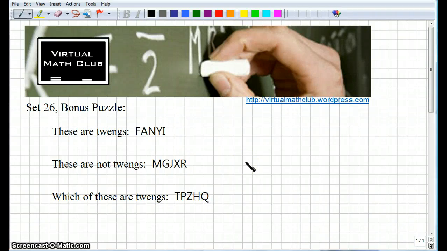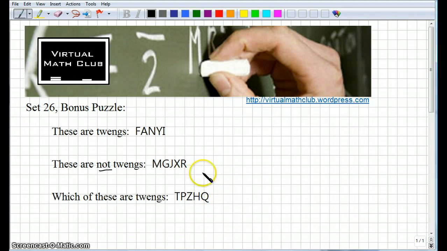All right, here's the puzzle. These are twangs. Now, twangs is just a made-up word. We're just calling these letters twangs. These are not twangs. So these M, G, J, X, R, those are not twangs. And then the question is, which of these are twangs? T, P, Z, H, or Q? Maybe more than one.